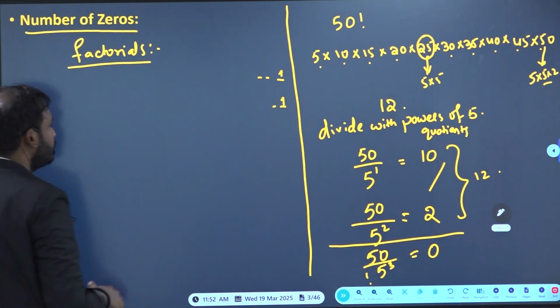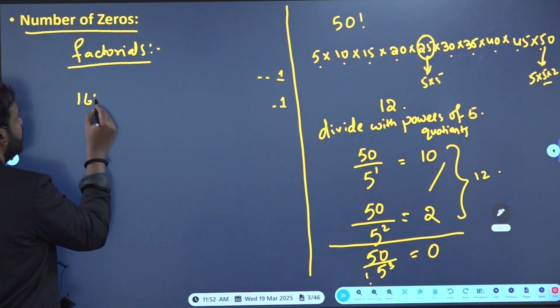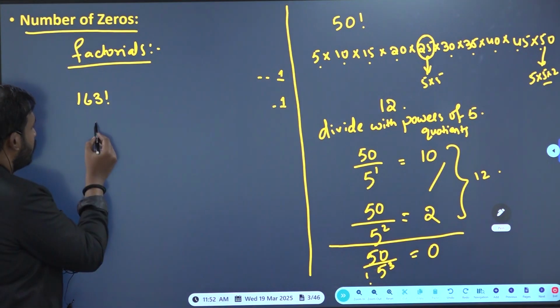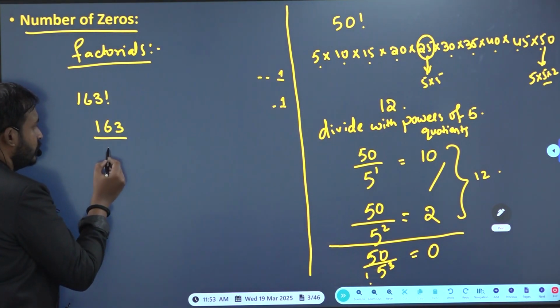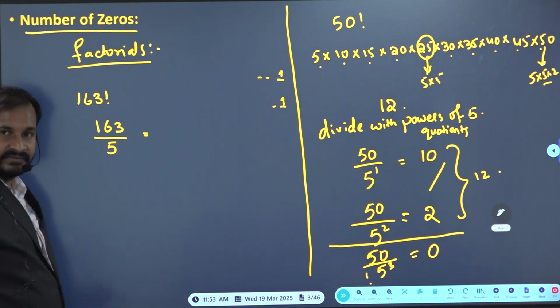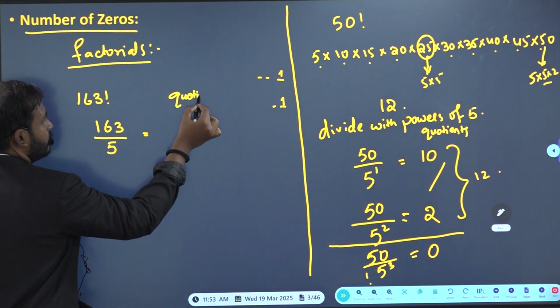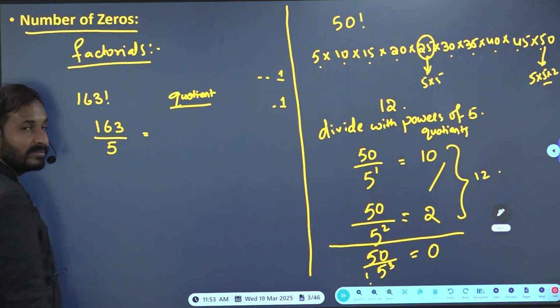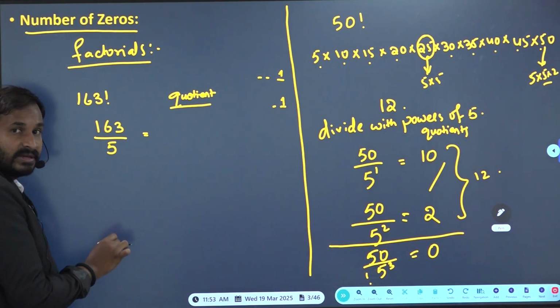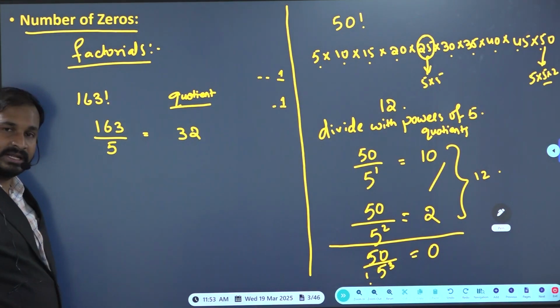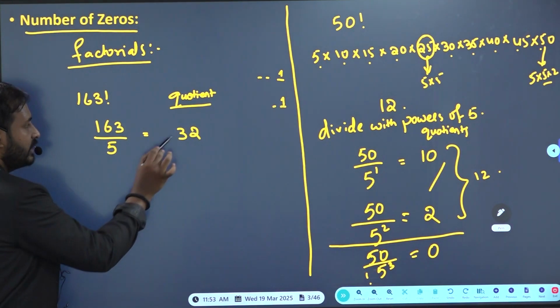My question is some 163 factorial. Find the number of zeros in 163 factorial. Then what will I do? 163 by 5. Don't worry whether it is exactly divisible or not. We will not bother. We will only observe the quotient. As I have already told you, we only observe the quotient. So 163 by 5, what will I get? 32. 3 will be a remainder. We will not bother about that 3. I will only write the quotient.